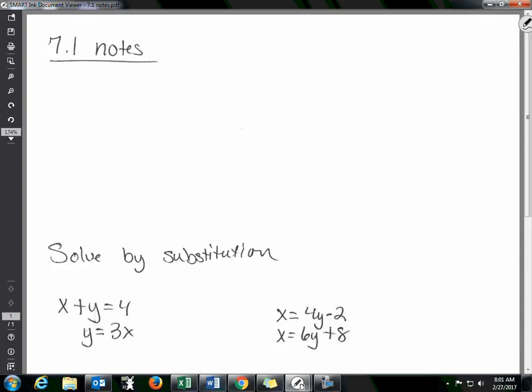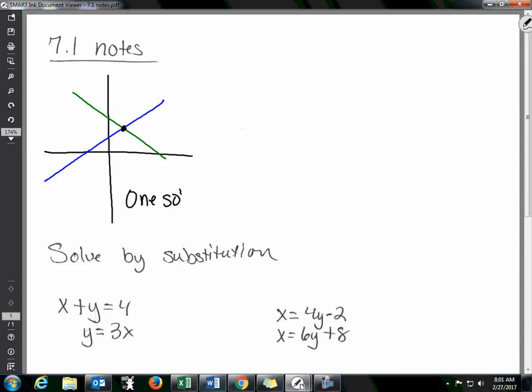So say you have a graph. Here's your x and y. Again, I'll change the different colors. Say one equation's doing this, and one equation's doing this. So your solution is where these two graphs cross. So this would be one solution. It crosses once, so there's one solution.